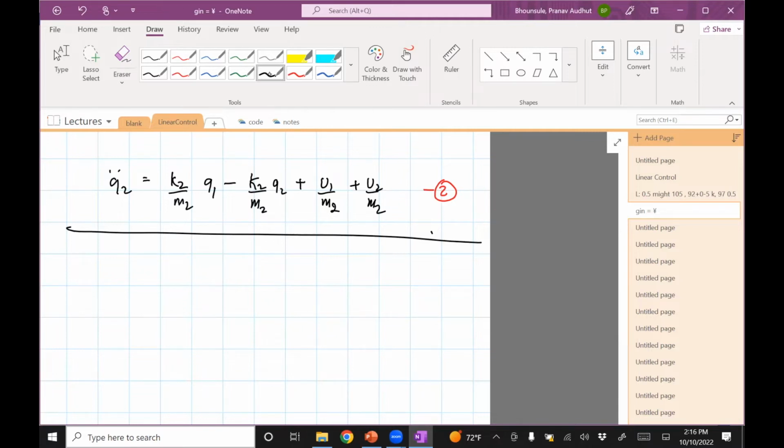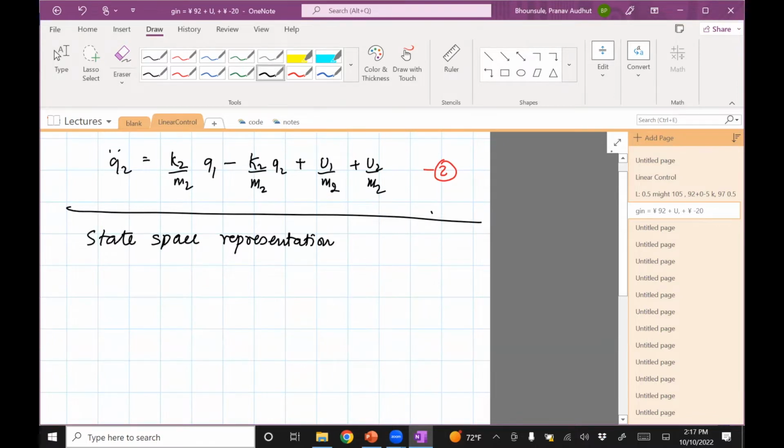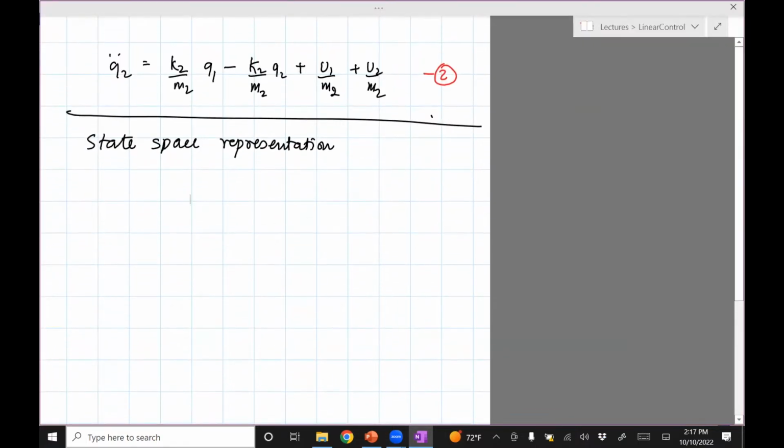Okay, so now once we have the equations from Euler-Lagrange, let's look at how to write this in what is known as the state space form, or state space representation. So I'll define these variables for the state space. X1 would be Q1, the position of the first link. X2 is Q2, position of second link. X3 would be the velocity of the first link, so Q1 dot. And X4 equals Q2 dot, the velocity of the second link.